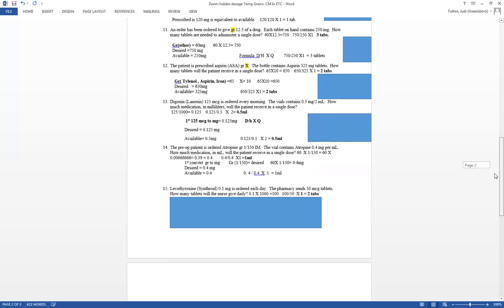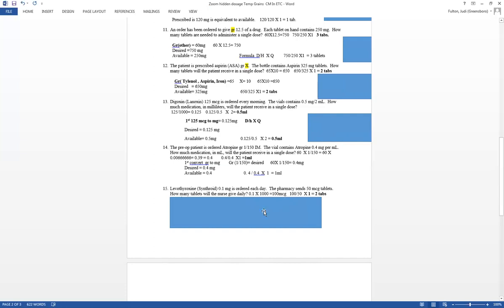The last one, guys. Levothyroxine. We have Synthroid. They ordered 0.1 milligrams. The pharmacy sends 50 microgram tablets. So earlier we talked about milligrams and micrograms. In this case, we're going from milligrams to micrograms. So we're going to multiply times 1,000. When we multiply times 1,000, we get 100 micrograms.